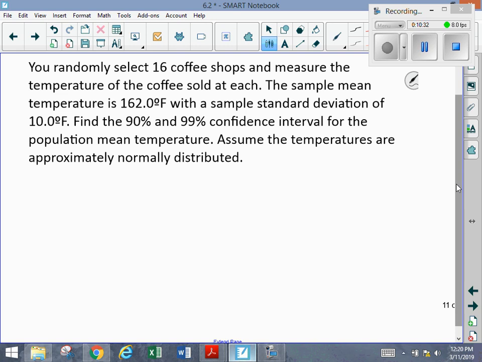Let's do it. You randomly select 16 coffee shops, meaning that n is 16, right? You measure the temperature of the coffee sold at each. The sample mean temperature, in other words x bar, is 162 Fahrenheit. The standard deviation is 10. And we're going to use 90% confidence for this one, okay?